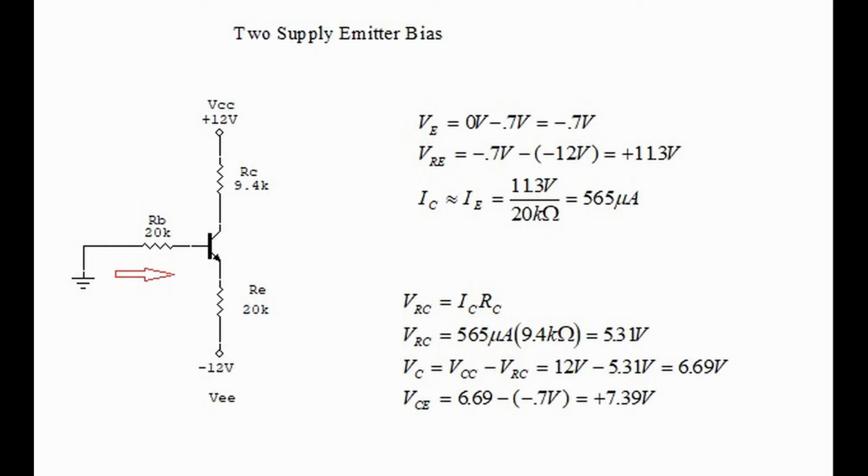The collector current causes a voltage drop across the collector resistor, which equals collector current times collector resistor, which is 565 microamps times 9.4 kiloohms, and that equals 5.31 volts. Voltage at the collector is equal to VCC minus VRC, 12 volts minus 5.3 volts, which is 6.69 volts. Then VCE is equal to 6.69 volts minus negative 0.7 volts. That equals positive 7.39 volts. And so this means that this is an active transistor circuit.